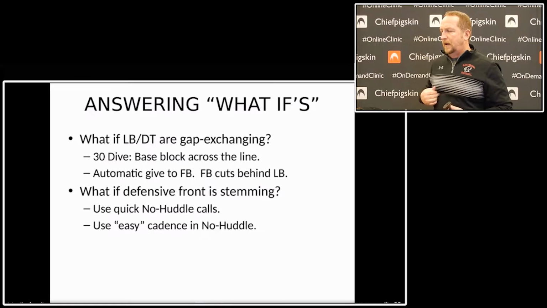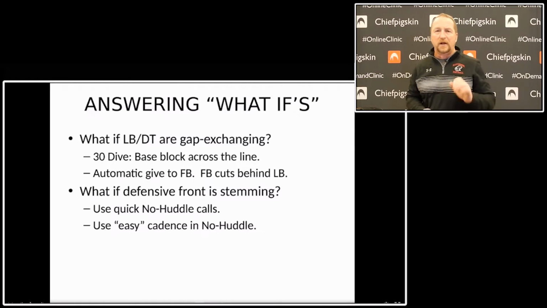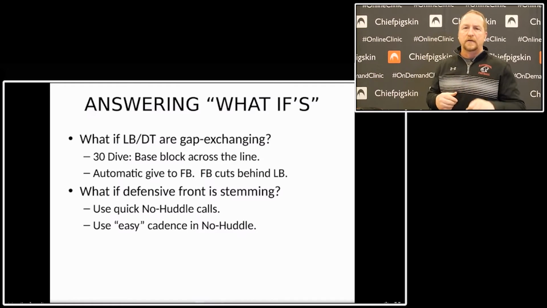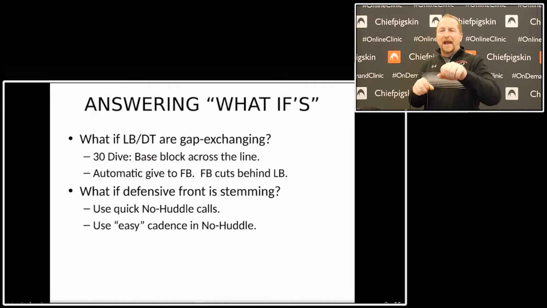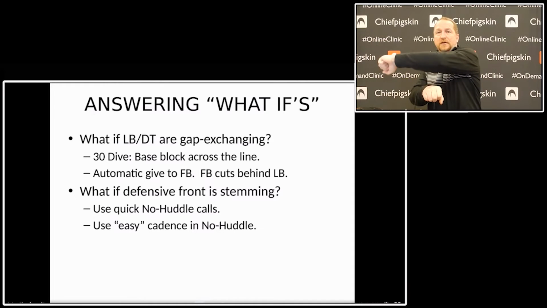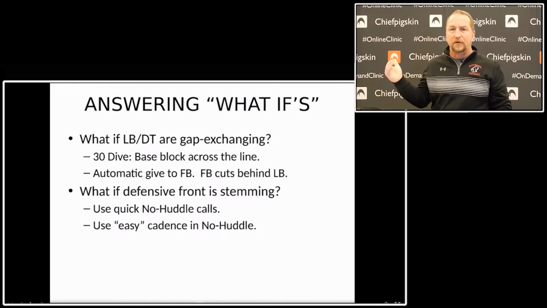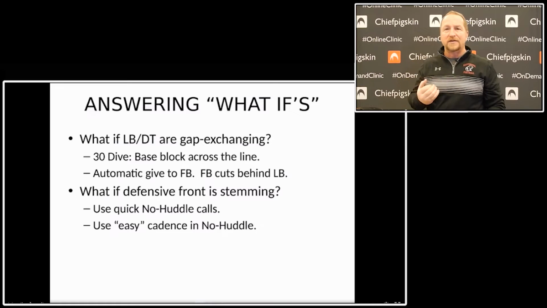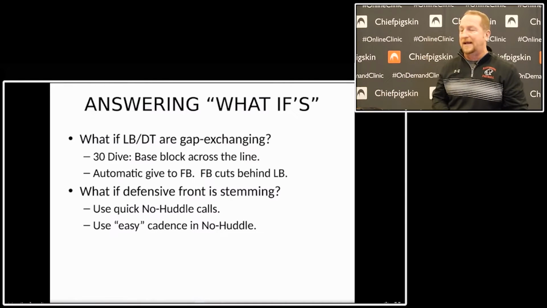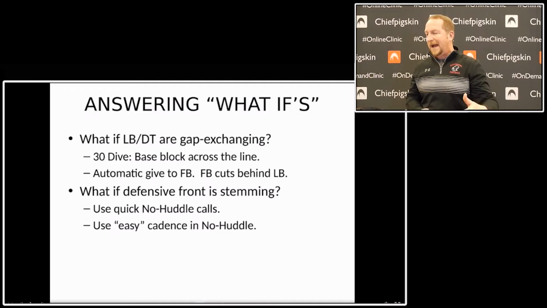Some other what ifs. A lot of times, what you can see with the really good teams, you're going to see the read key and the linebacker gap exchange. So that read key is going to close, and the linebacker over the top is going to come and replace him. And that's what we normally see from the better teams. If they're really good at it, your first answer, of course, is the slot is inserting to be able to take care of that. If that guy is gap exchanging too quick and the slot can't get to him, our answer is to go back to that 30 dive.